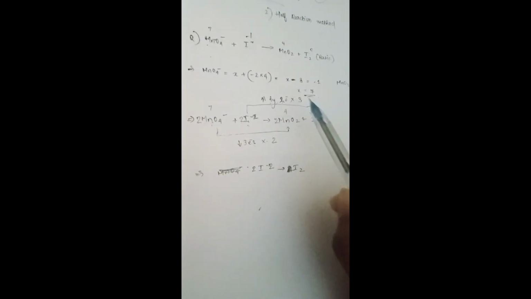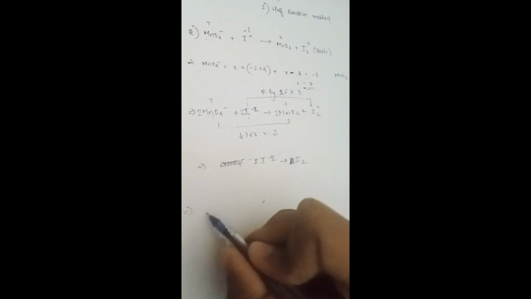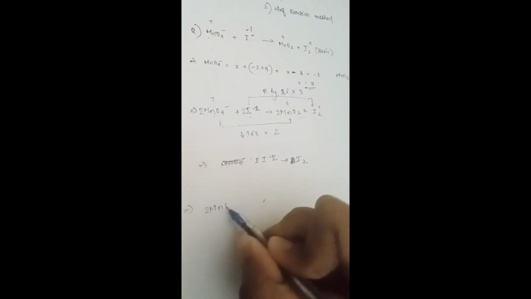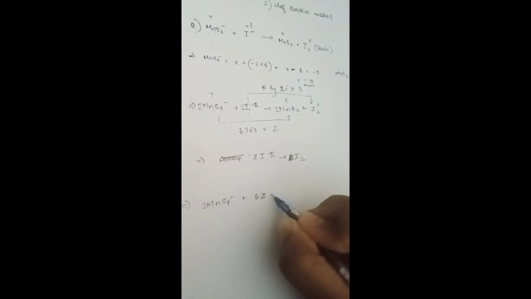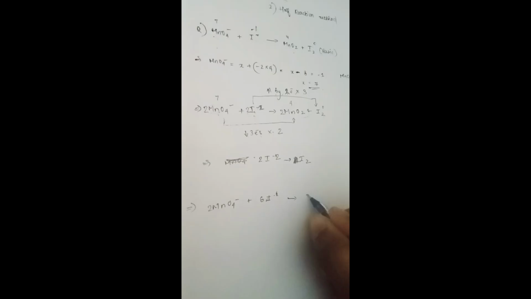So let's rewrite this equation by multiplying the compounds with 3 and 2, that is iodine with 3 and Mn with 2. That will give us 2 MnO4 minus plus 2 into 3, that is 6 I minus, gives us 2 MnO2 plus how many iodine?